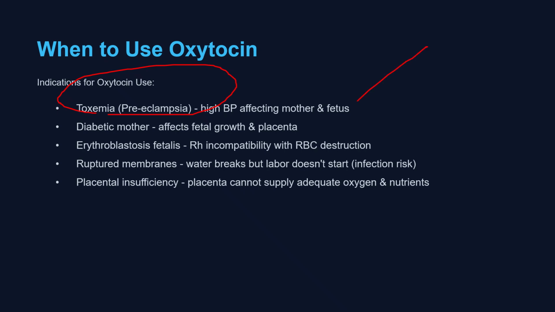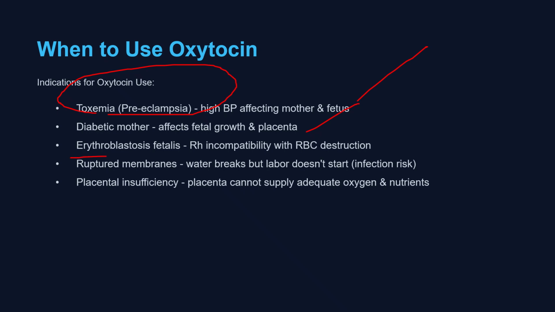Another thing is the diabetic mother. If the pregnant mother has a diabetic condition, it can affect the fetal growth or placenta, so we can use oxytocin. Another thing is erythroblastosis fetalis, which is nothing but the mother's antibody destroying the child's RBC. In those conditions we want to use oxytocin.